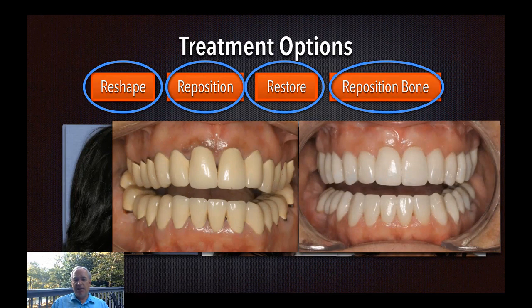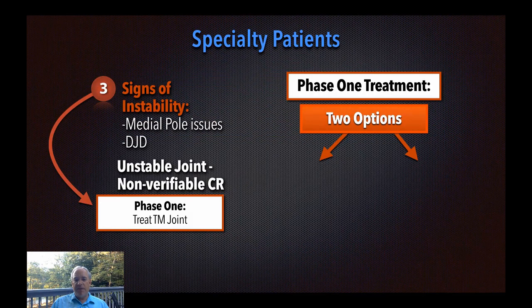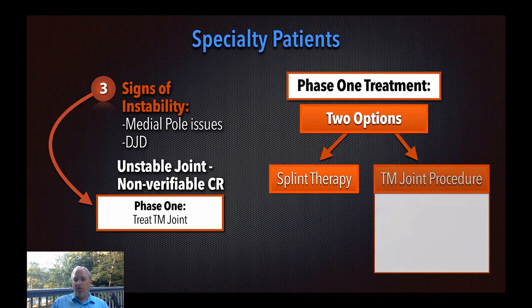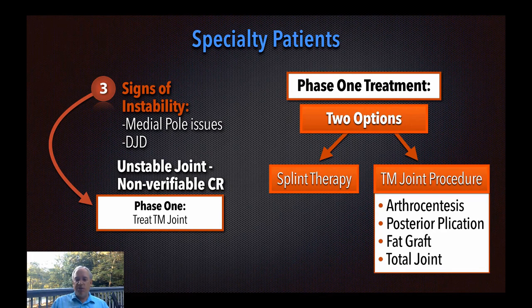And that is what I want you to be thinking about right now. Last possibility is when you have a bad joint. And when you have a bad joint, the two treatment options are either splint therapy, which is the most conservative option, or some sort of surgical intervention to the joint.